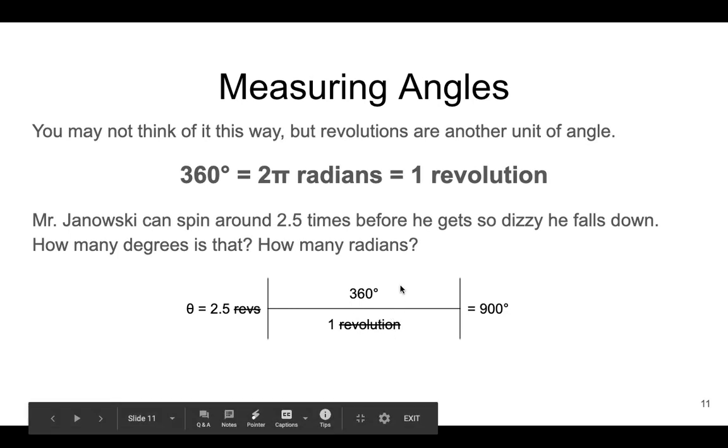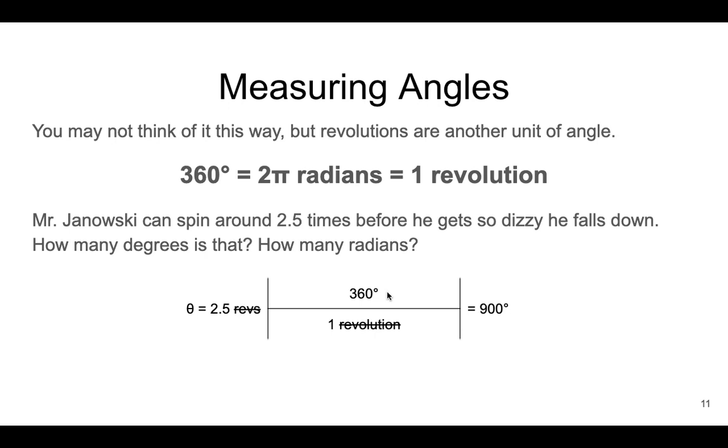So 1 revolution is 360 degrees. Remember, that's the other idea when you're doing field goal posts: the thing on the top has to be equal to the thing on the bottom, just in different units. So yeah, you do the math, you end up with 900 degrees.